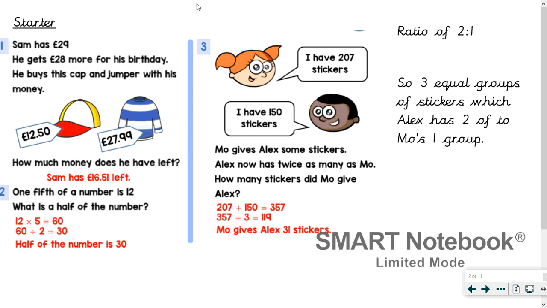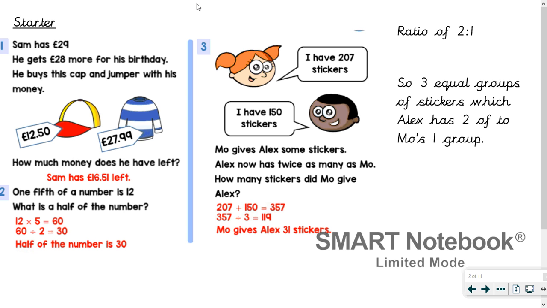He buys this cap and jumper, so then you've got your £57, and you are then going to buy a cap and a jumper. Now when you buy something, the shop don't give you money, you give them the money, so your money is going to get less. So we've got 57, take the 12.50, take the 27.99, and then whatever you're left with is what Sam will have left. So Sam has £16.51 left.